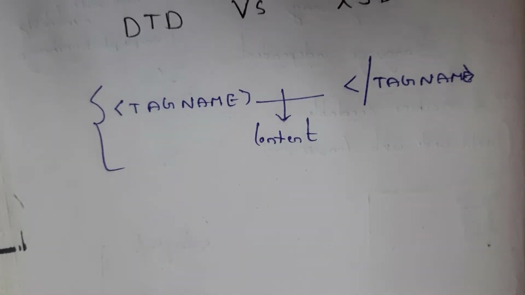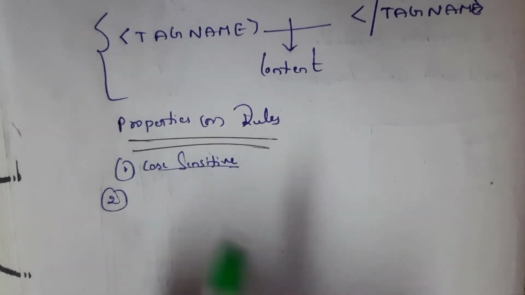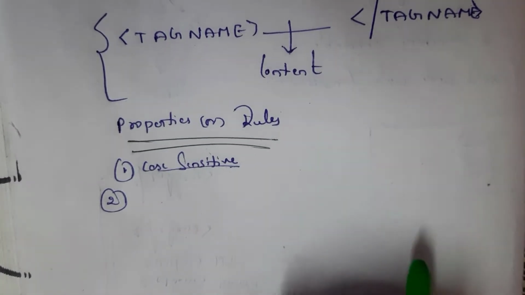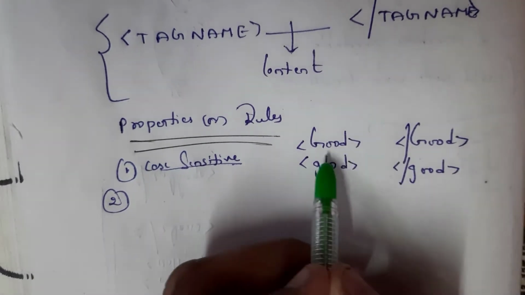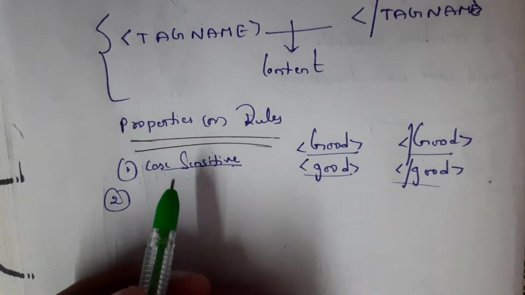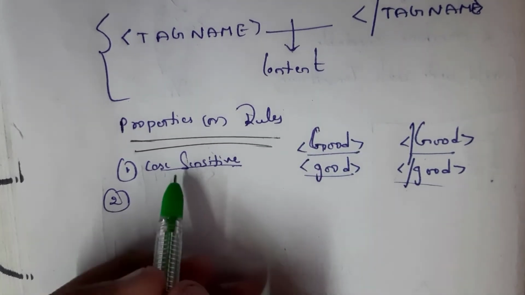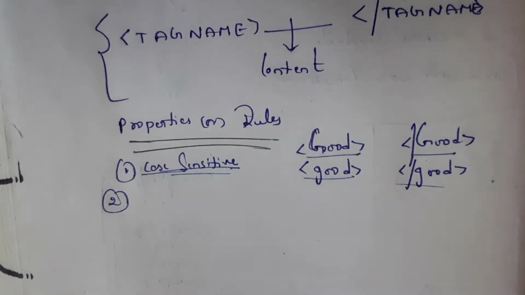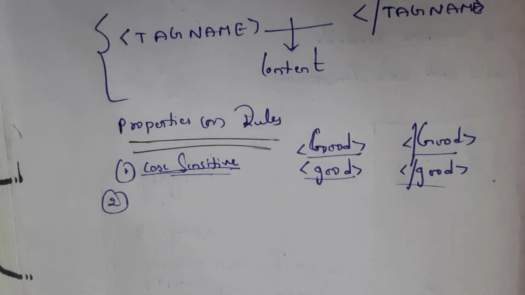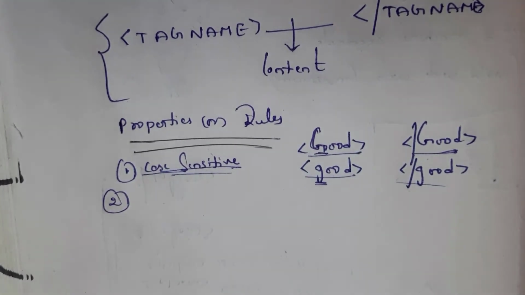Now we see the properties or rules of XML tags. The first rule is that XML is case sensitive. Case sensitive means these two tags are not the same, they are different. XML treats capital letters and small letters differently. An XML document which treats uppercase and lowercase letters differently is known as case sensitive. These two are different because one is a capital letter and the other is a small letter.